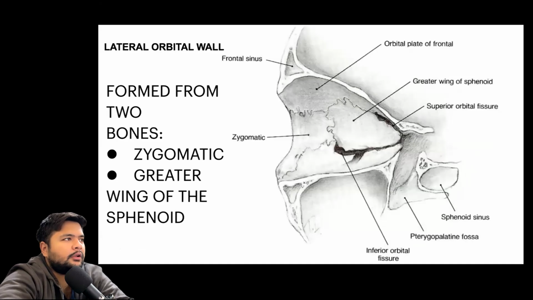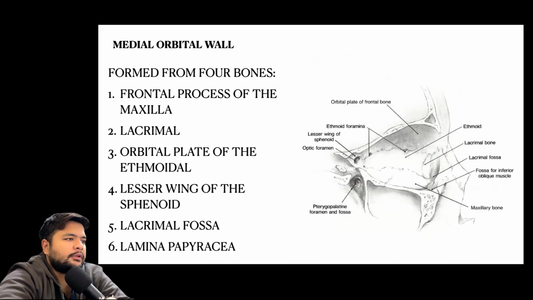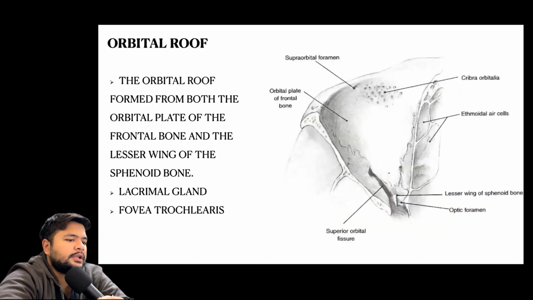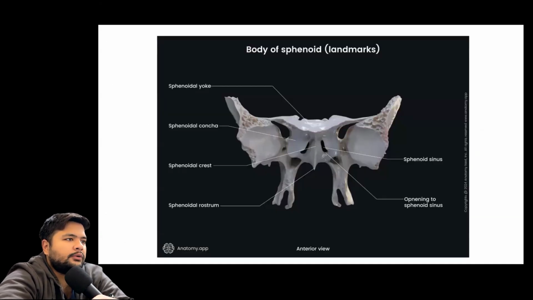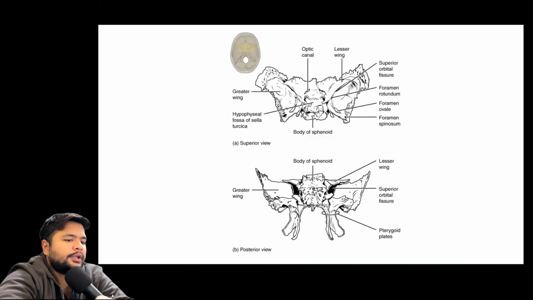Then coming to the lateral orbital wall, these are formed from two bones: the zygomatic and greater wing of sphenoid. This is why I taught the sphenoid bone prior to teaching the walls of the orbit, because the sphenoid bone constitutes a major landmark to understand the location of the orbit.